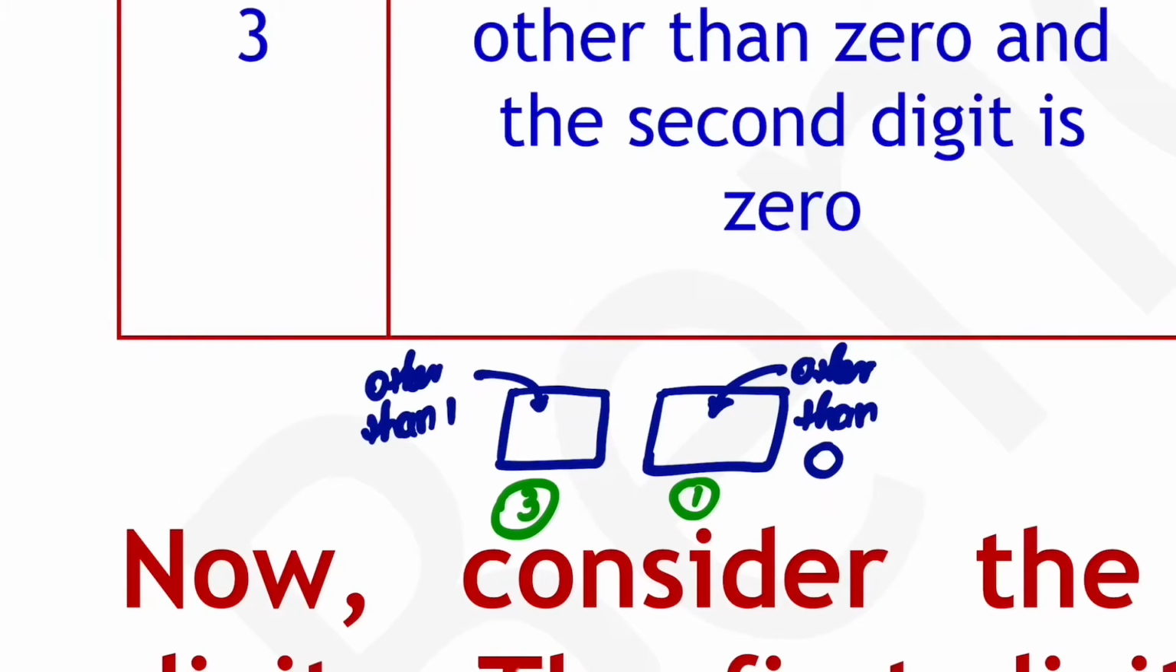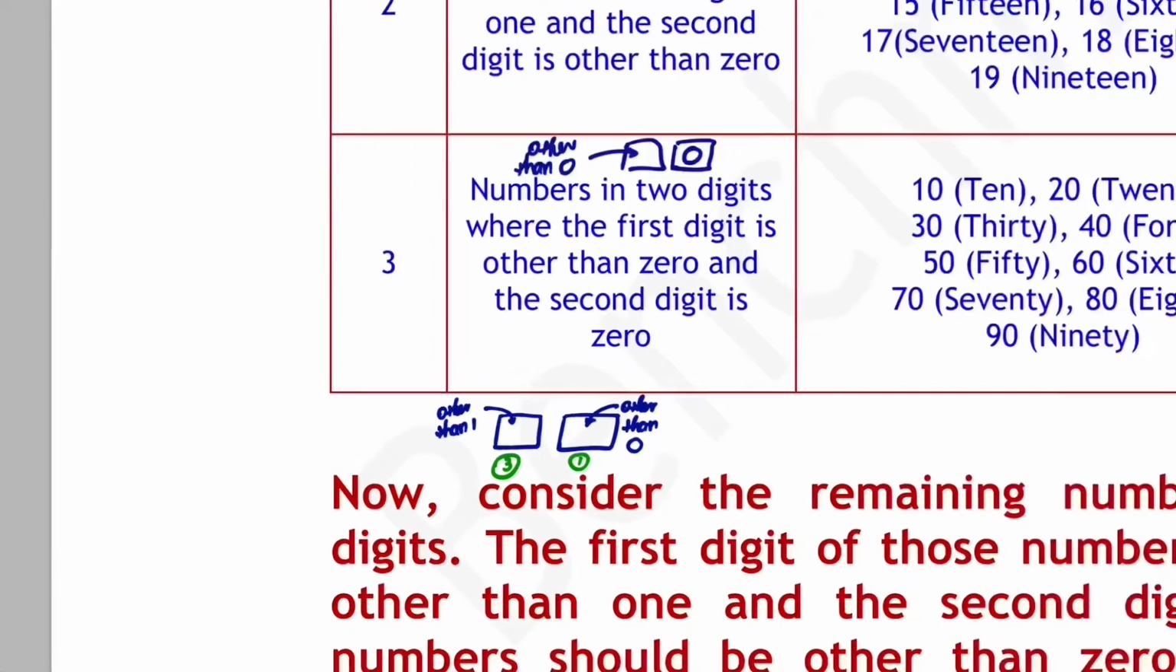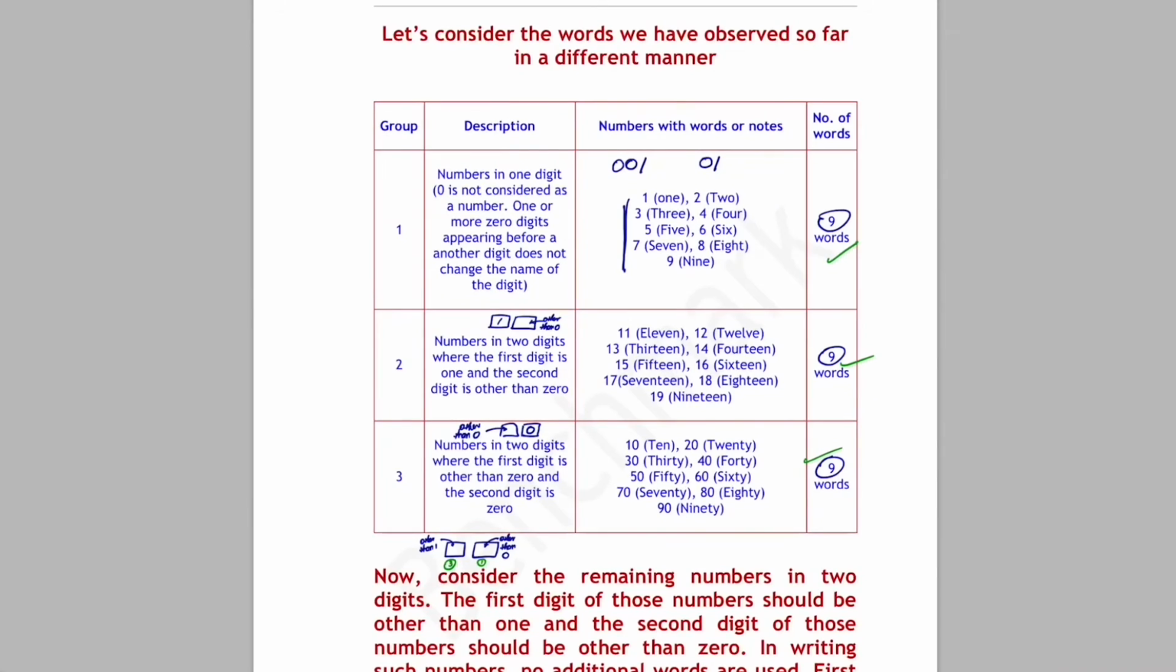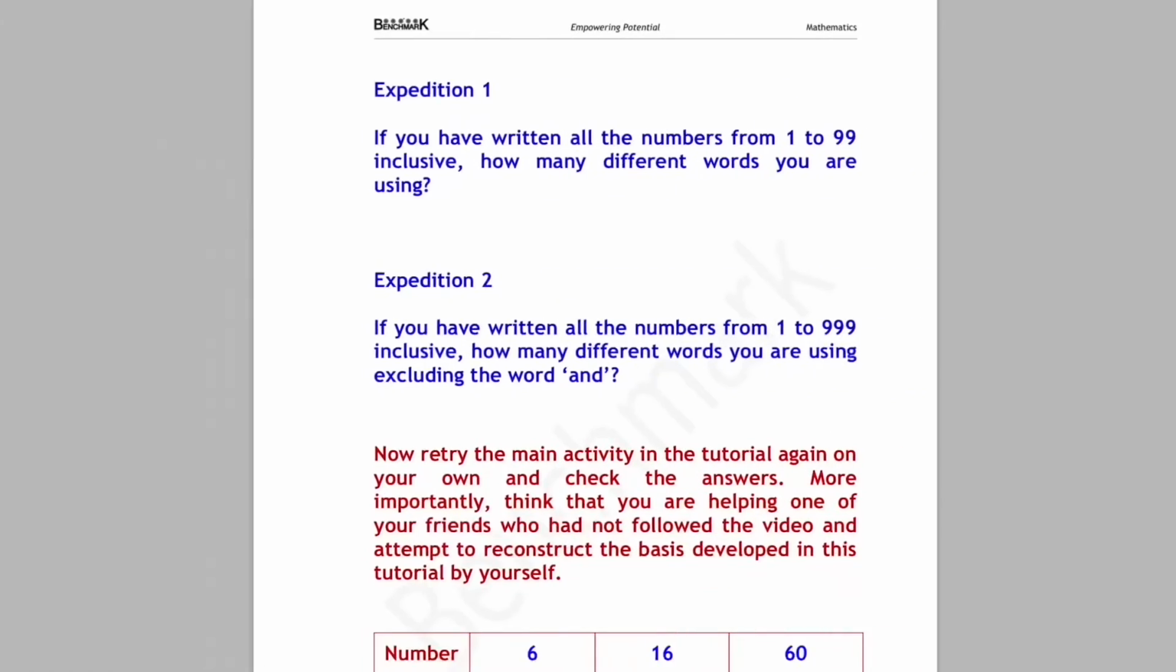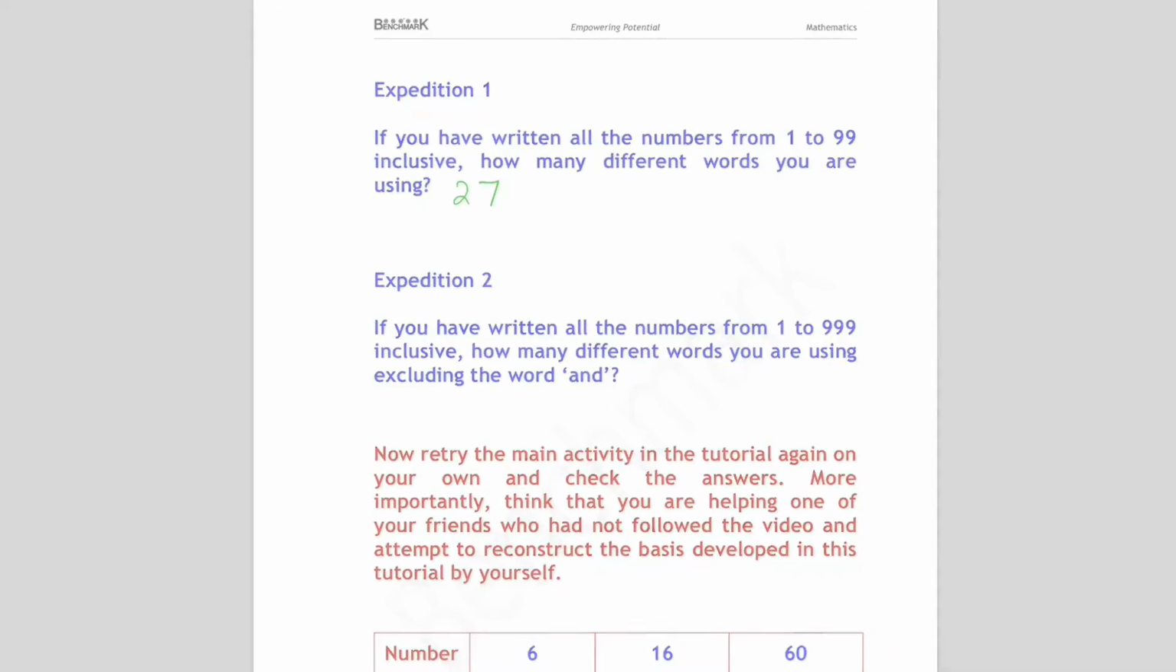So for such numbers, we read the first digit from the third group we have identified and the second digit from the first group we have identified. So totally we are using 27 words. So the answer here is 27. Isn't it that what you already know is tested in a different way? This is another aspect of the skills that we need to develop. That is to apply what you already know to an unfamiliar situation.